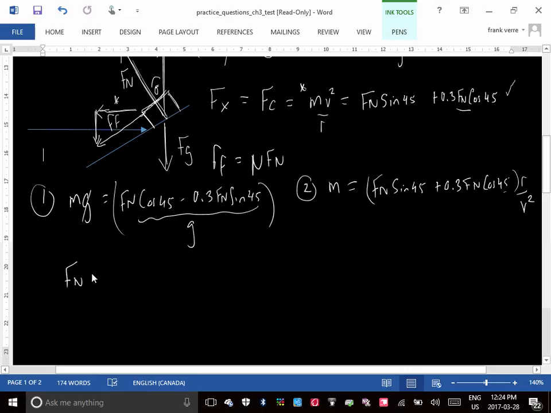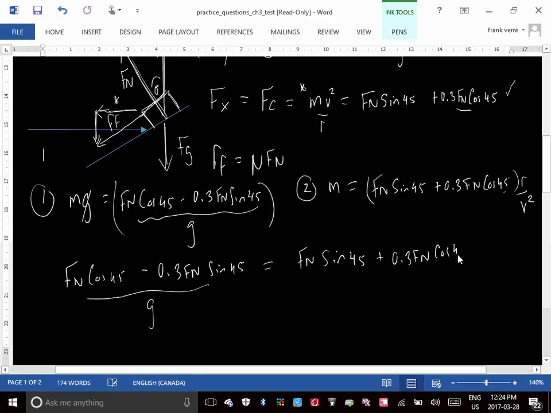So Fn cosine 45 over g equals Fn sine 45 plus 0.3 Fn cosine 45 times r over v squared. But look, I have Fn everywhere, so I can actually cancel. I can factor out the Fn. So that will cancel out because I can factor out an Fn.